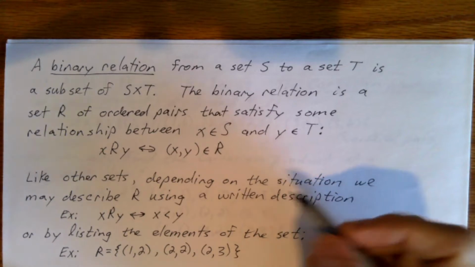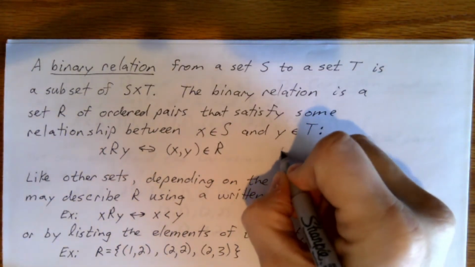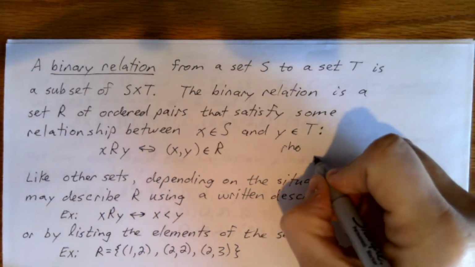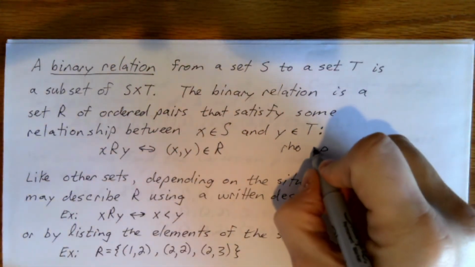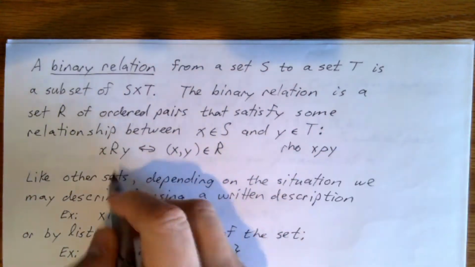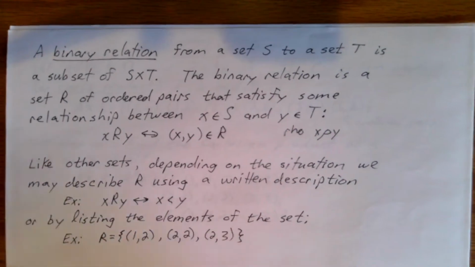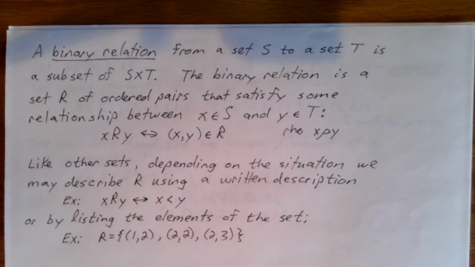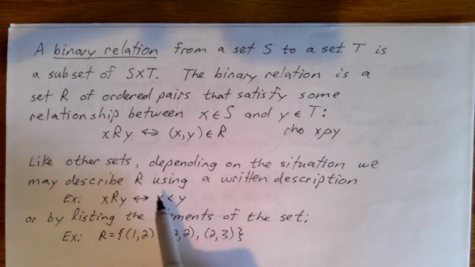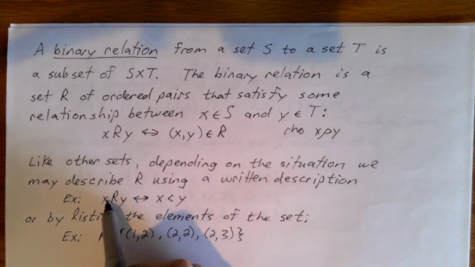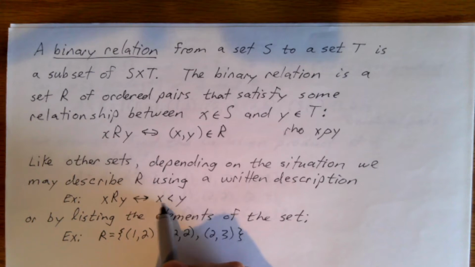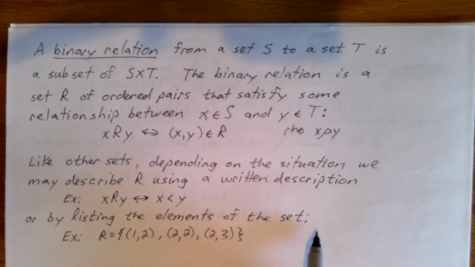Now note that some authors use R like this. Some authors will use the Greek character rho, which sort of looks like a p. So in that case, they would have x rho y in place of this. So like other sets, depending on your situation, R may be described using some type of verbal or written description, which is, for example, x R y means that x is less than y. Or they may just list all the elements of the set.